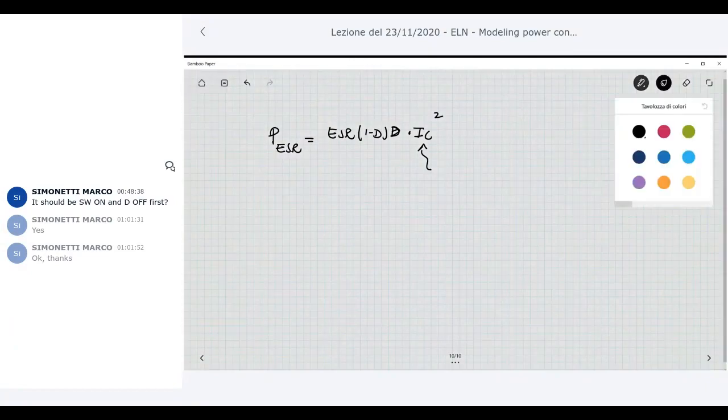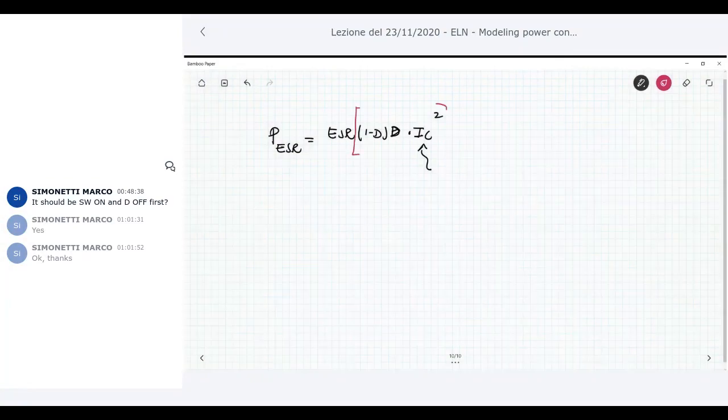And if you look at the ESR, you can recognize that this part is a current that multiplies the ESR to give the dissipated power. In other terms, this can be equal to the root mean square current squared of the input capacitors. And we can say that this is IC, but the IC average value is I naught multiplied by D times (1 minus D).